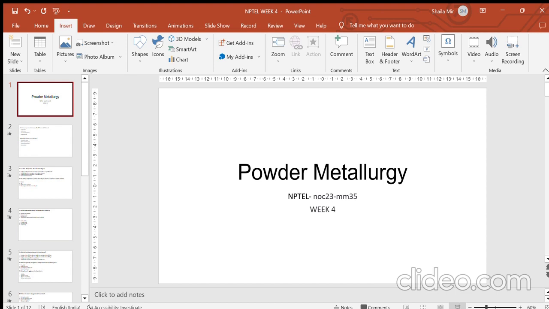Okay. So this is the week 4 tutorial session. First we'll do some MCQ based numerical questions and then we will do some numericals. In this week's lecture you might have covered the TTT diagram, the effect of particle sizes, and interdendritic spacing during solidification. So first we'll do some MCQs and then some numericals.